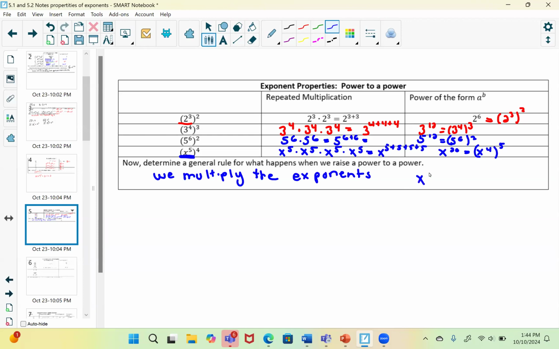Okay, so again, in terms of variables, if I have x to the m to the nth power, what we're going to do is multiply those exponents. Okay, and we usually just write it as x to the mn. So we're going to multiply those exponents. Okay, and that is our next rule, which is the power to a power.